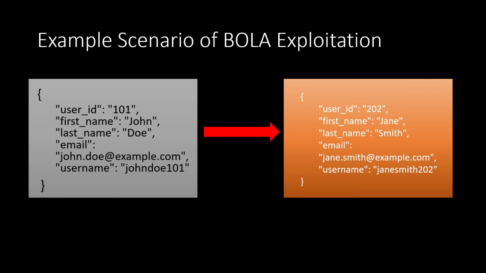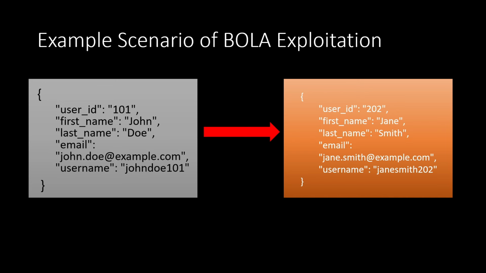Here's an example to illustrate how BOLA can be exploited. Consider an API request to access user profile data. If a user with the ID 101 sends a request and gets their details, but then changes the ID to 202 and retrieves another user's data, it indicates a BOLA issue. Let's look at the sample code.